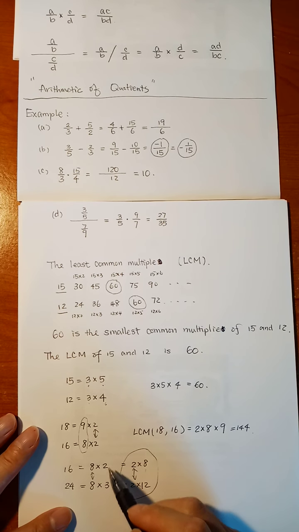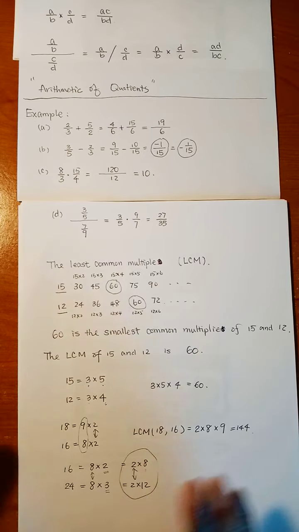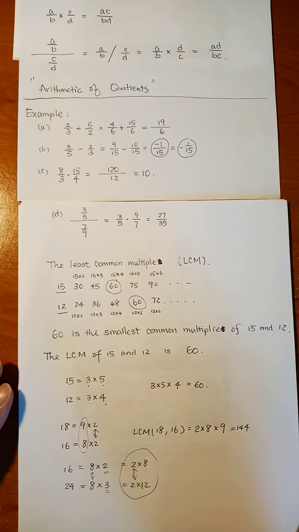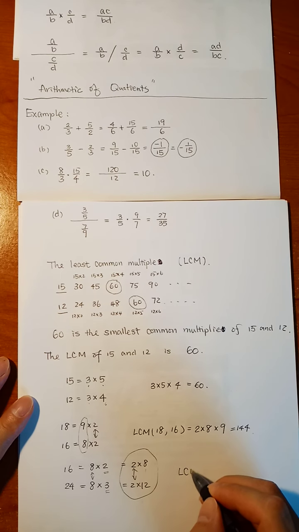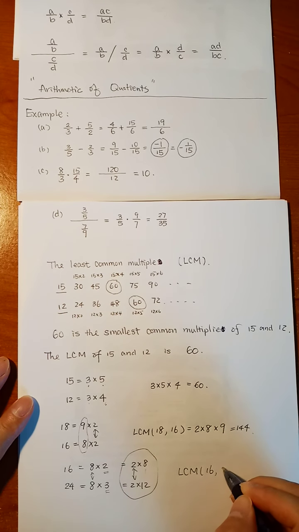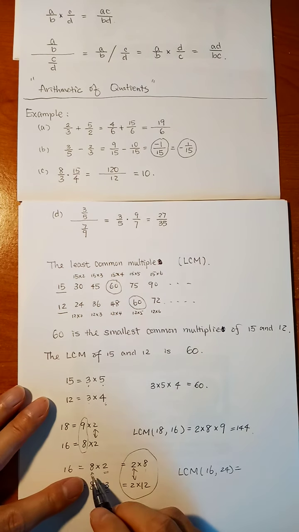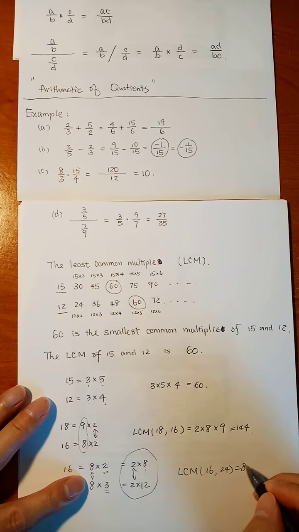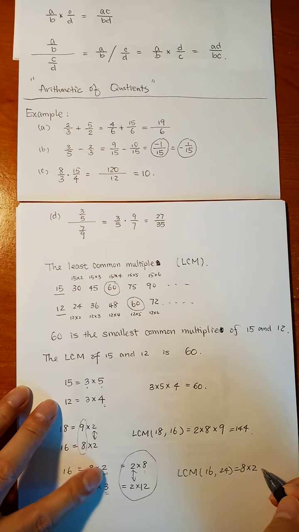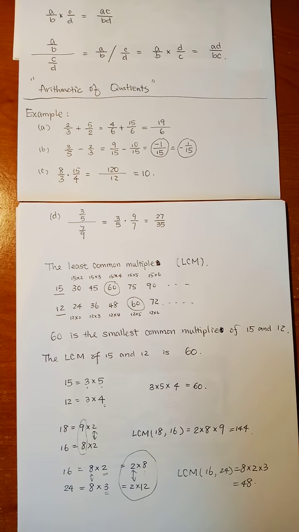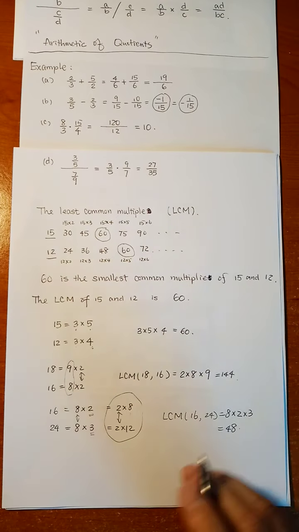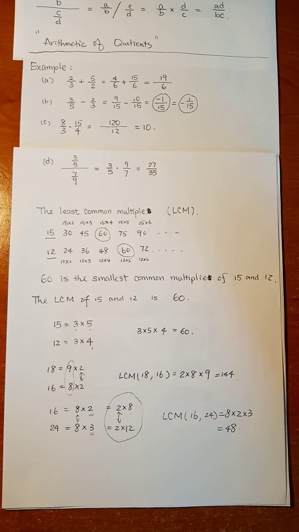And then you have 2 and 3. You see, this number 2 and the number 3, they do not share a common factor. Then the least common multiple of 16 and 24 is equal to 8, this one is repeated, times 2 here and times 3 here, is 48. So this is a way to find the least common multiple.